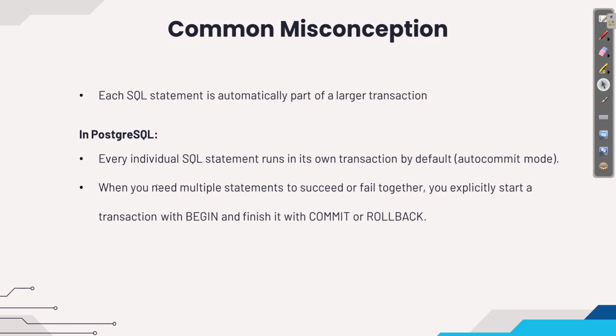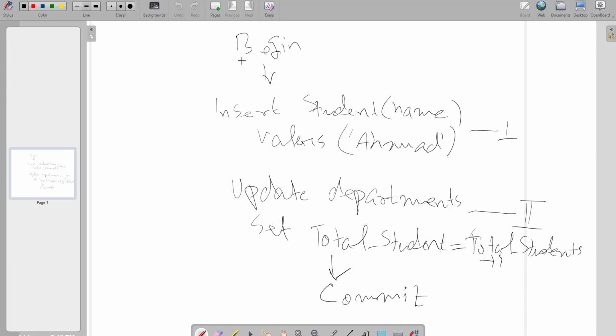Okay, in Postgres, every individual SQL statement runs in its own transaction by default, in auto commit mode. When you need multiple statements to succeed or fail together, you explicitly start a transaction with the BEGIN command and finish it with COMMIT or ROLLBACK. So just like this, this is the start of the transaction and this is the end of the transaction, right?